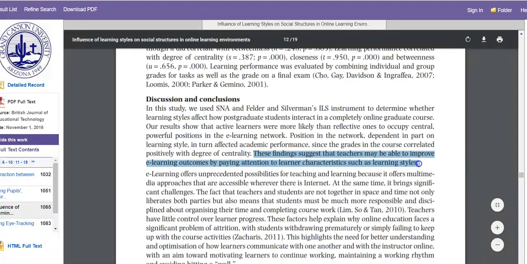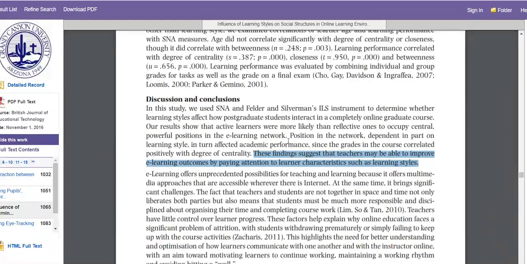Notice how I found something in here in the discussion and conclusion area that I could use and I could state in my research article. I could state in my actual research essay, okay, my academic essay. So that's what you're looking for.